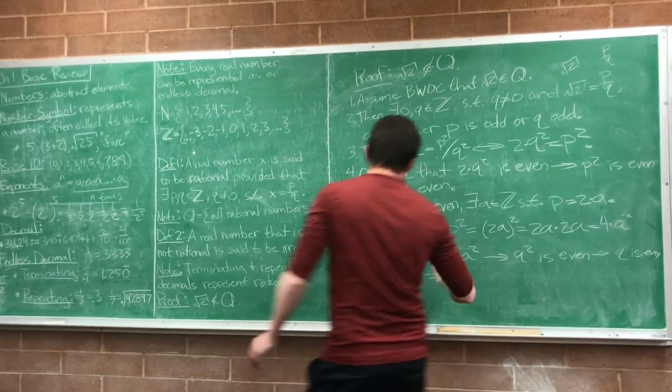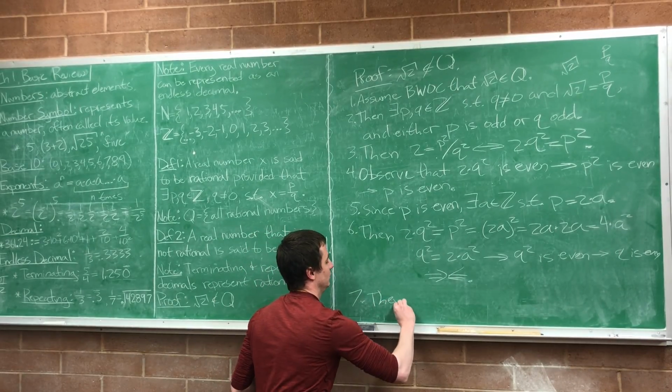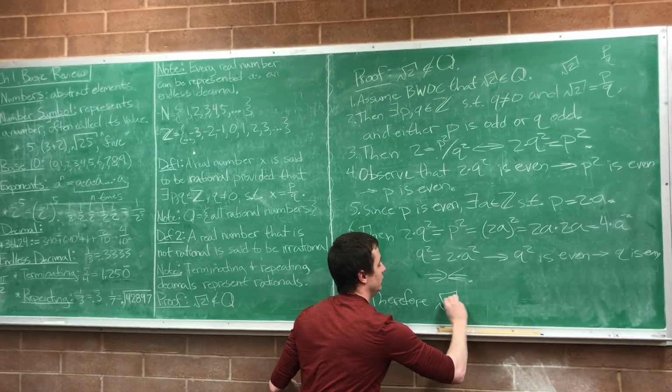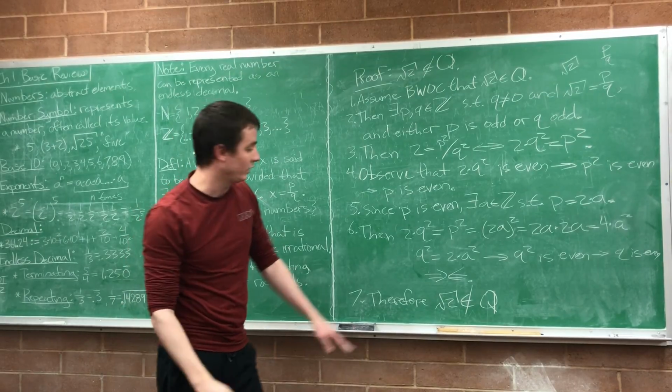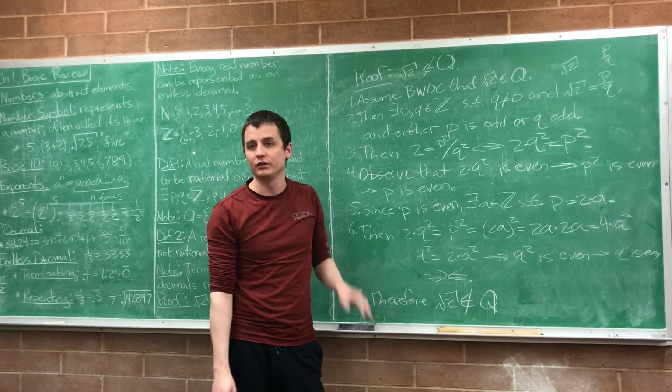Okay. So now, therefore our assumption is wrong. Therefore, the square root of 2 is not in the rationals. Because if you assume that the square root of 2 were a rational number, then it is always represented as an even over an even.